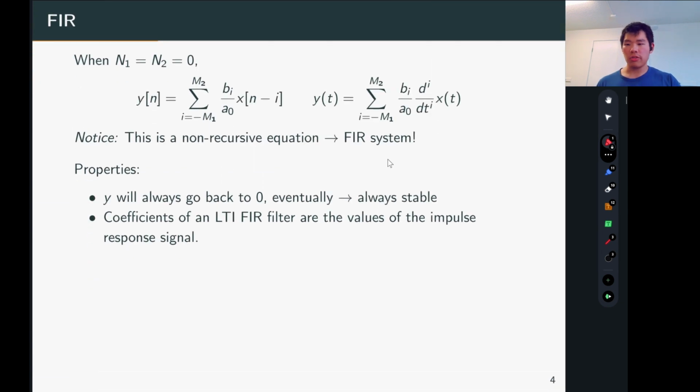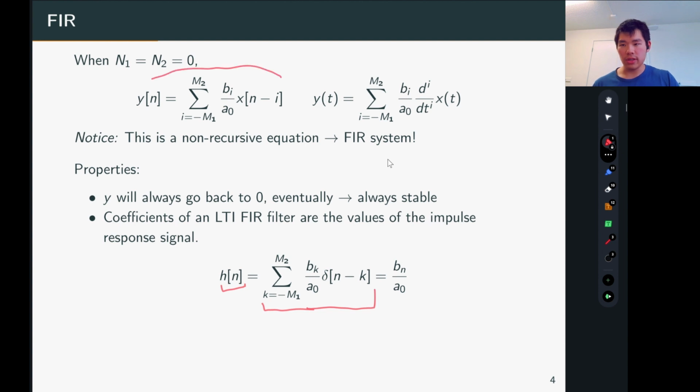And the second one is that the coefficients of an LTI FIR filter are the values of the impulse response themselves. We can see it right here because we apply h of n. Again using the difference equation right here, and to get the impulse response, I should have mentioned this earlier, we set the input to be the delta function, the impulse, and this is a representation property, so you just only get this.